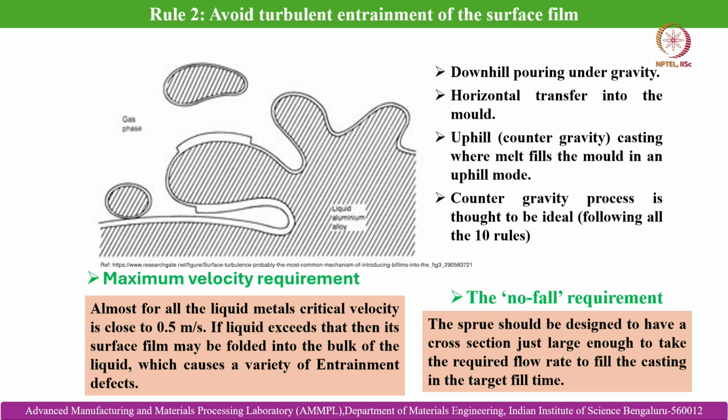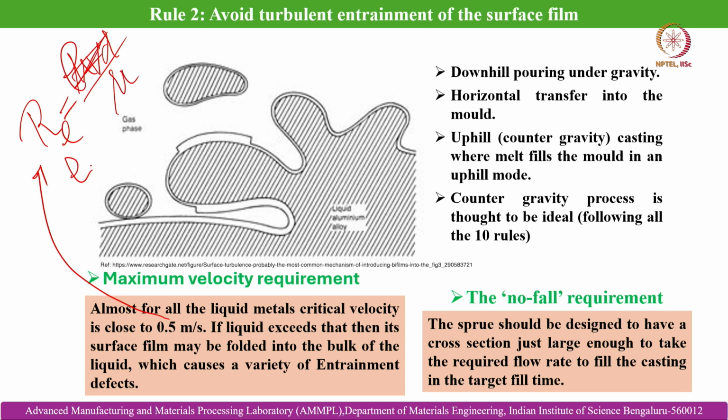So, the maximum velocity requirement: for almost all liquid metals, the critical velocity is close to 0.5 meter per second. This velocity requirement can be explained from the Reynolds number. Some of you might have already studied it in your undergraduate or postgraduate days. It is basically rho V d by mu, the Reynolds number.